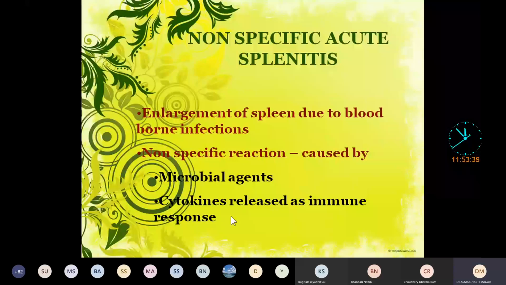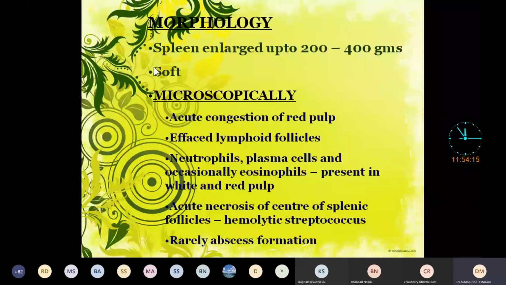So there will be enlargement of the spleen because of blood-borne infections in case of non-specific acute splenitis. These organisms can be any bacteria or other blood-borne infections, like malaria and all. Because of these microbial agents or because of the body's immune system, cytokines will be released, and then the spleen also gets enlarged. Now we'll come to the morphology. In non-specific acute splenitis, the spleen is enlarged up to 200 to 400 grams. So it is not much enlarged, isn't it? It has increased in weight, and it is soft in consistency.